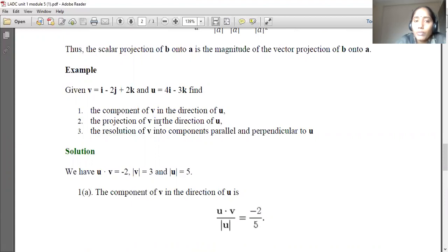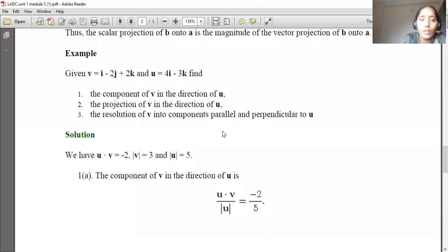And the projection of v in the direction of u. That means a component and a projection. This is the scalar projection and the vector projection. The third one is the resolution of v into the components parallel and perpendicular to u, which we will explain later. First, one by one, I will explain here.